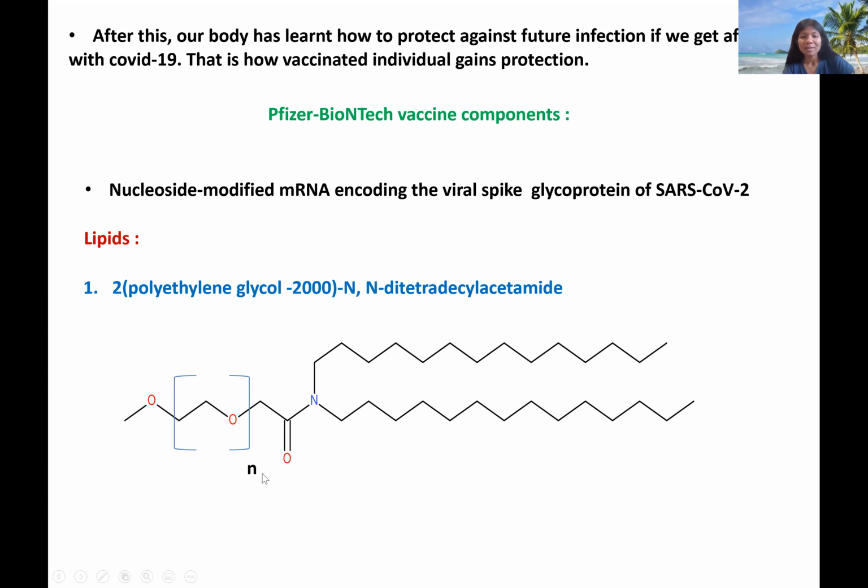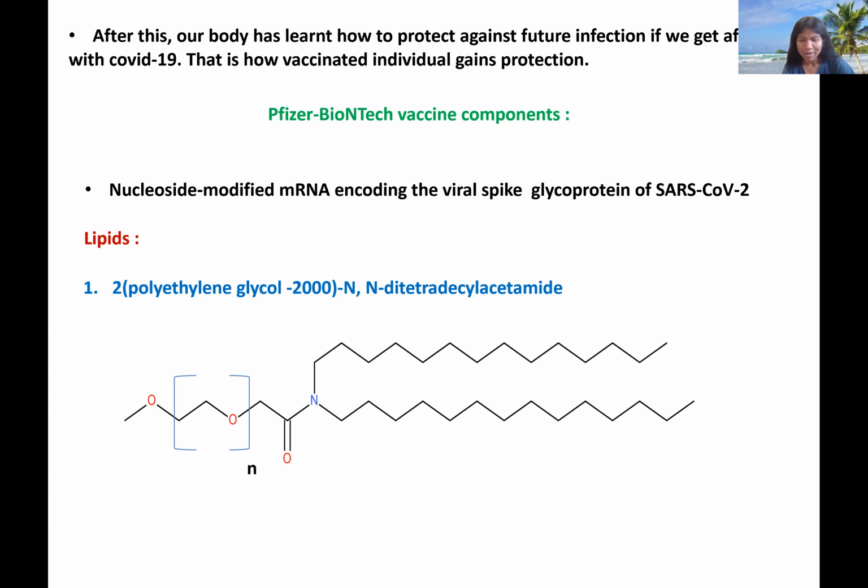This number can be like 2000, 3000, even 200, even 5 or 6, whatever. We can chemically synthesize these polymers with 5 monomers, with 100 monomers, with 2000 monomers, whichever we want. The polymer chemist can make it. In the case of the Pfizer vaccine, the component they have used is PEG 2000 N,N-ditetradecylacetamide.